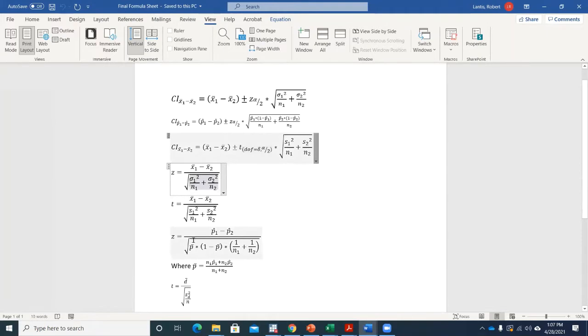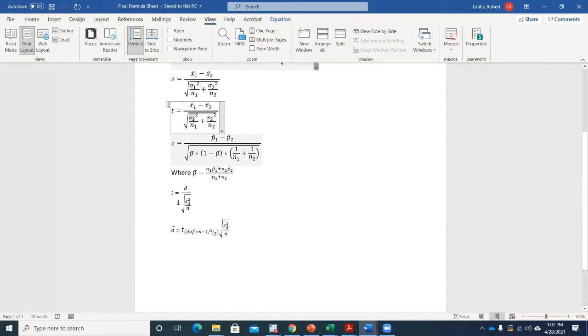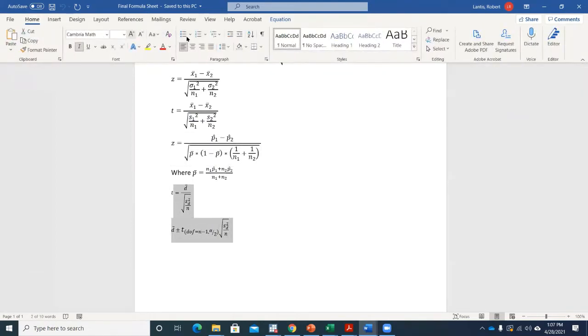Known variances or proportions, the test statistic is a z-statistic, comes from a standard normal distribution. Anytime I have a difference in means but only sample variances, that's a t-statistic, comes from a student t distribution. Same kind of thing if I'm looking at the sample difference, it comes from a student t distribution down here. I'm going to increase the size here a little bit.